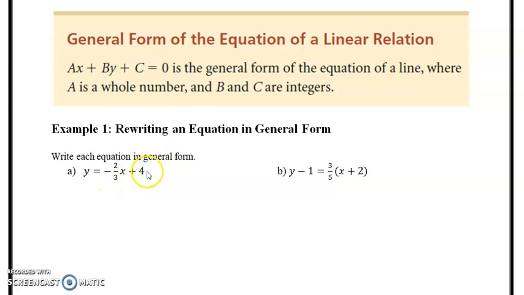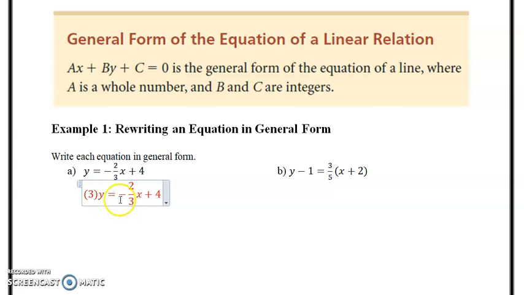So we're going to do a little rearranging. This is slope intercept form, and we're going to change it into the general form. So the first thing you want to do is rewrite your equation. Now obviously we have this 3 in the denominator, so we want to get rid of that 3. So you're going to multiply each term by 3. We have 3 terms here: the y term, the x term, and the constant term. So our goal here is to multiply every single term by 3.